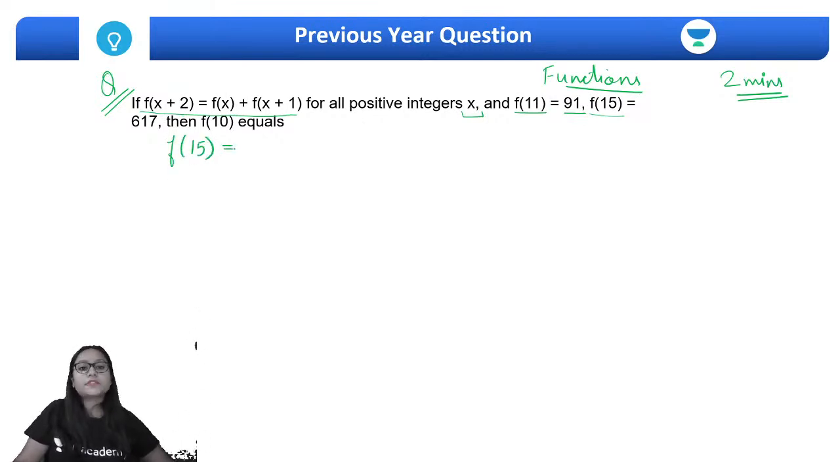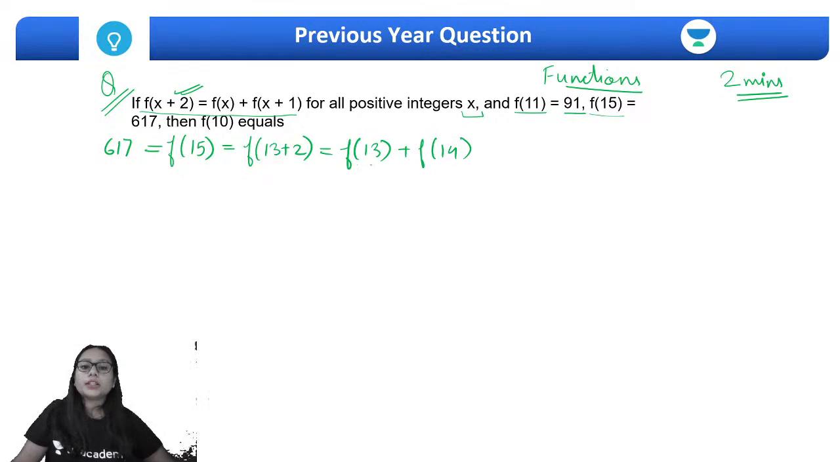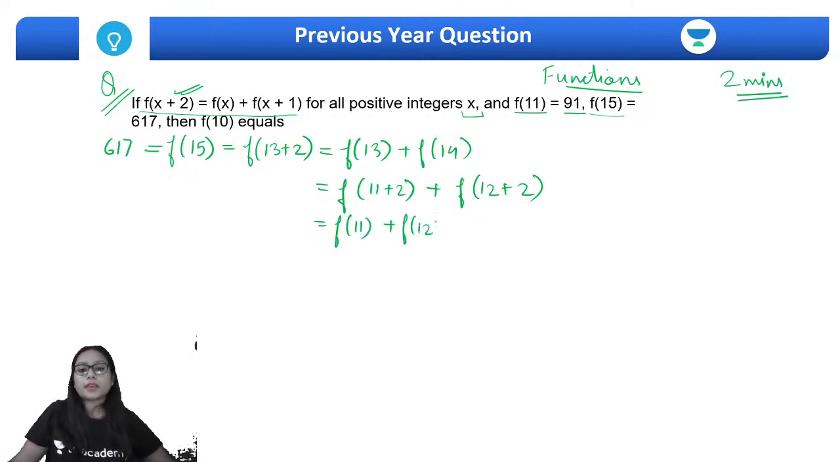So we have f of 15 is equal to 670. Also from this relationship, I can write f of 15 as f of 13 plus 2 and write it in this manner. So this will be equal to f13 plus f14. Further, f13 can be written as f11 plus f12 and f14 can be written as f12 plus f13. Now further simplification, I can get this as f of 11, and f of 12 can be written as f of 10 plus f of 11.